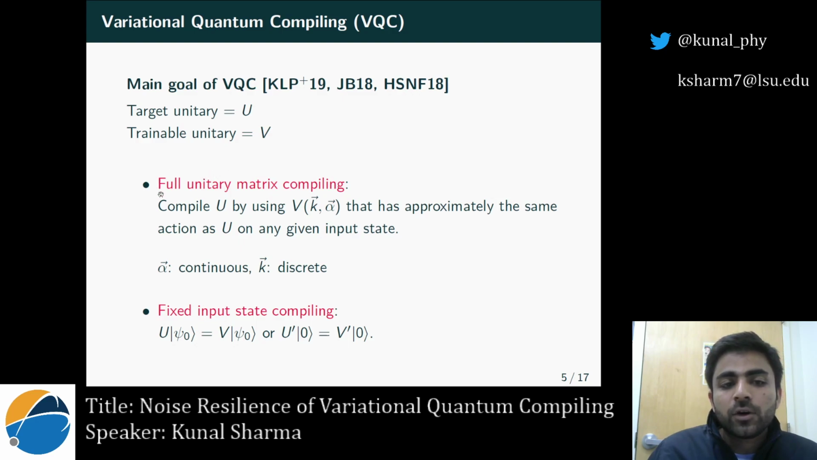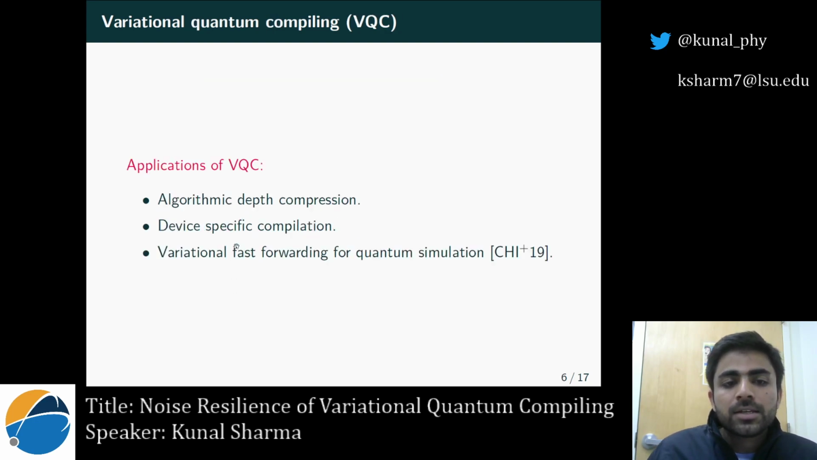So first we have to define what we mean by compiling. Do we want full unitary compiling, where we want to match the action of U and V on any input state? Another task is fixed input compiling, where we just want them to be equal for a given input state. So what are the applications of VQC? Well, if you are really focusing on a specific device, then maybe you can do device specific compilation better if you use VQC. You can also compress depth. And recently it has been shown that variational quantum compiling can be used for fast forwarding applications.